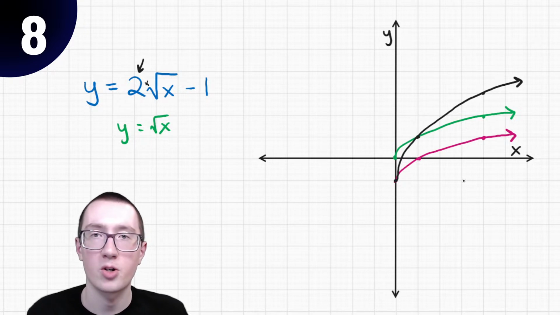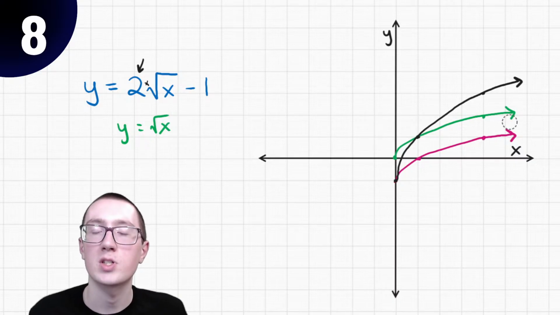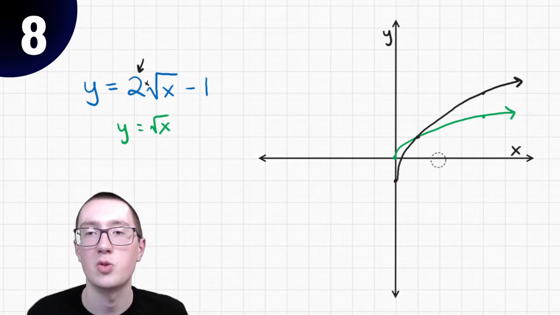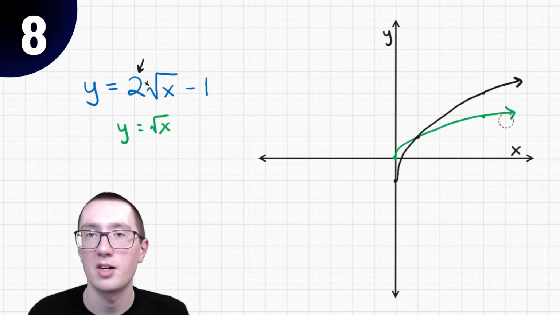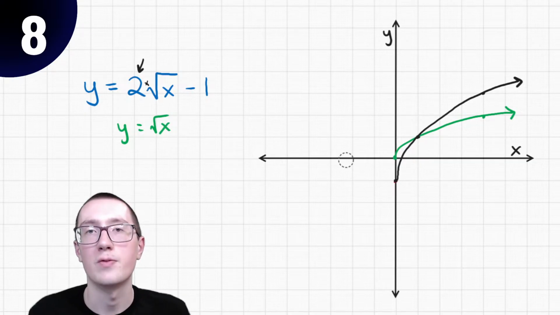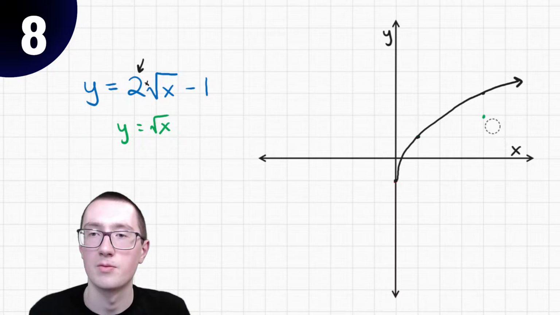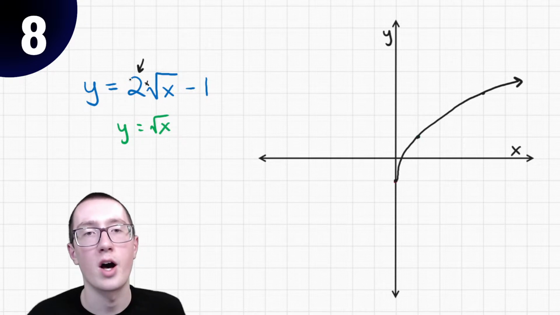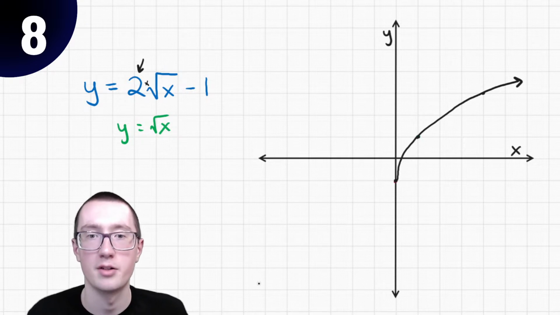The green is our parent graph and the purple was our work in between. But these aren't actually part of the equation. So for example, if your direction said graph the parent graph and then graph the regular graph, then you wouldn't include this, but you would include the green, which is the parent, and then the black line, which is our final graph. But if it just says to graph it, you don't need this either, because that's just part of our work. So this is the final graph of y equals 2 times the square root of x minus 1.